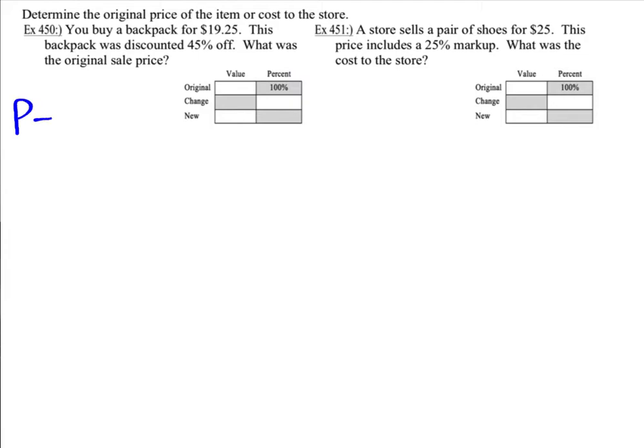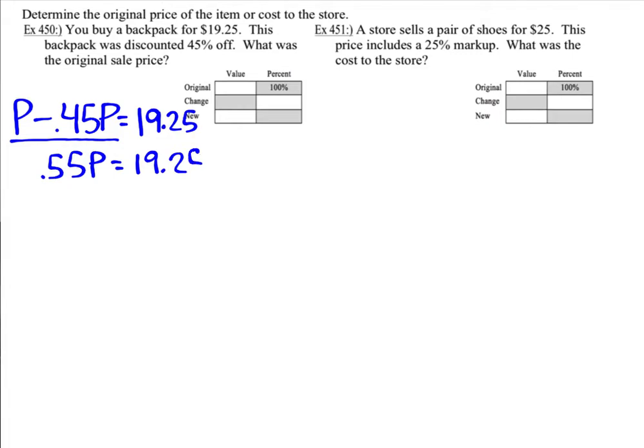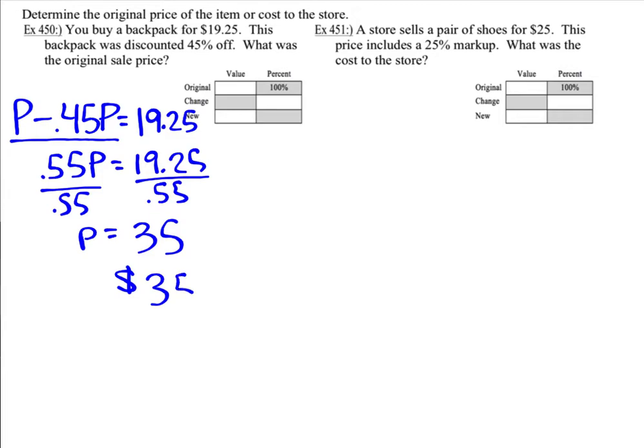Okay, the original price was discounted 45%, giving a final price of $19.25. The original price minus 45% of the price is 55% of the price, which is $19.25. We divide by the 55% on both sides, and the original price before it was discounted is $19.25 divided by 0.55. Oops, I typed that in wrong. It is $35. So the original price was $35.